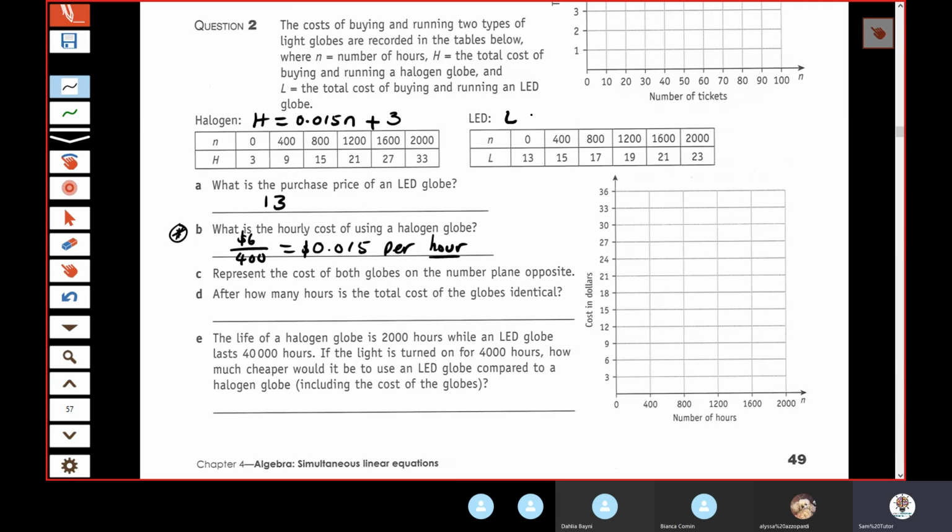Same thing here. L equals, we'll work out our gradient in a second, N plus $13. How do I find my gradient? It's 15 take away 13, so $2 over 400. So obviously your LEDs, they're more expensive to buy at first, but they're cheaper to run. Yeah, that's the logic of them. So 0.005.